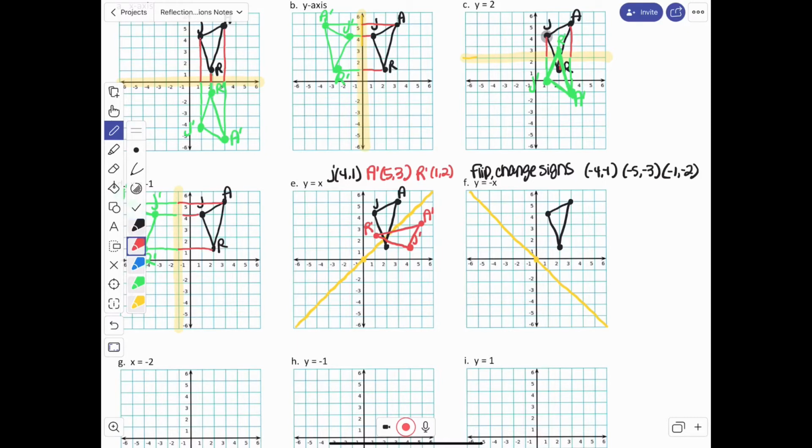All right, so let's see what those look like. So -4, -1, -5, -3, and -1, -2.